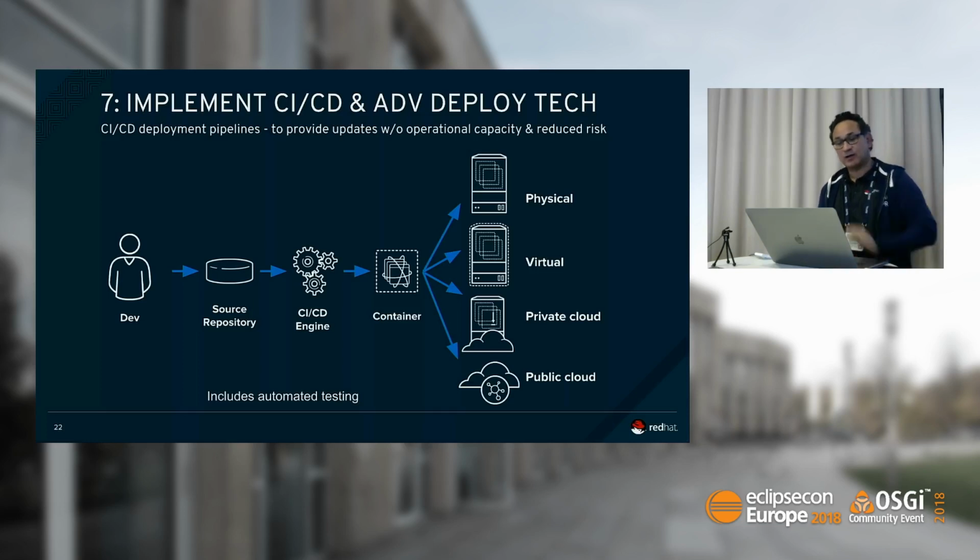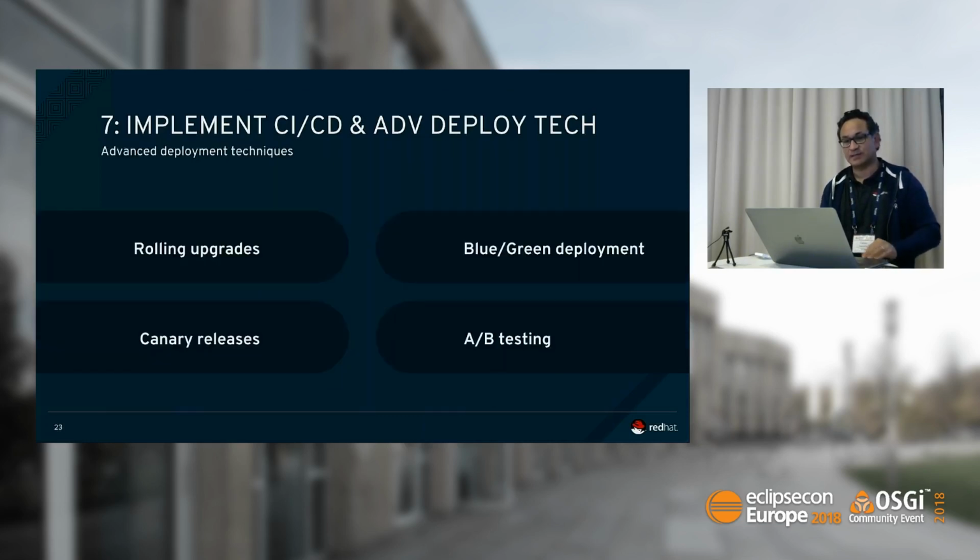I put a note in here so that I don't forget that automated testing is also very important to not just accelerate the processes, but also when implementing CI/CD as well as advanced deployment techniques. With respect to advanced deployment techniques, these are 4 examples of what they are. The first one is rolling upgrades.